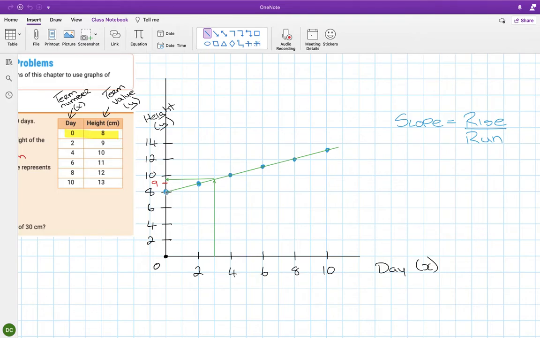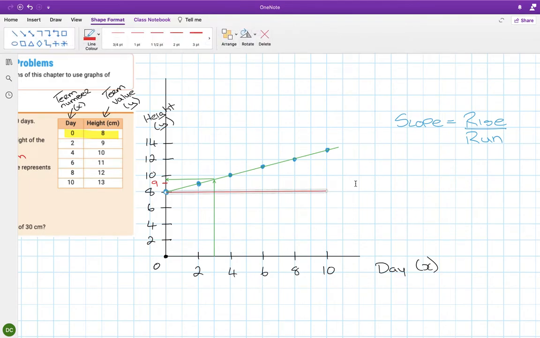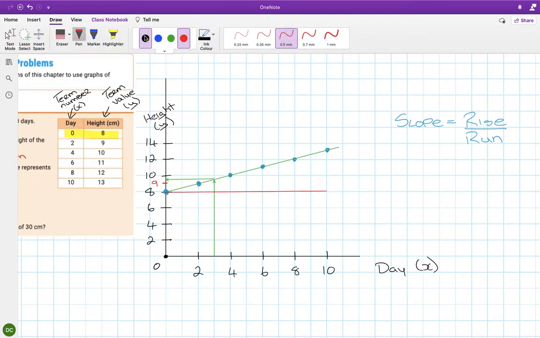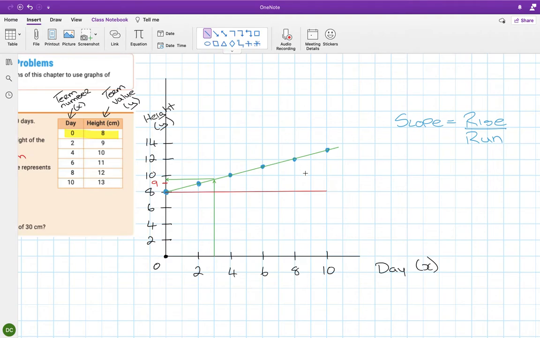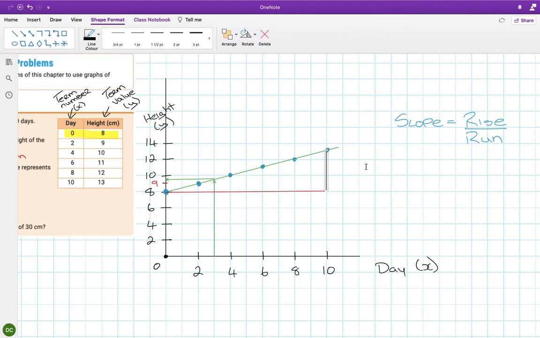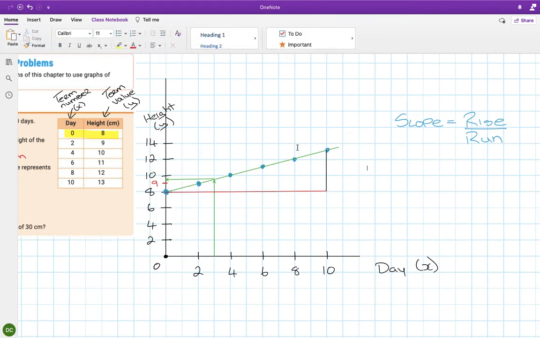So I'm going to start at the beginning and I'm going to go across to here. Yeah. And then maybe in black, I'm going to go from here up. Okay, so can you see I've made a triangle? I've got the green diagonal and then I've added in the red horizontal and the black vertical. Yeah? So this bit is the rise and this bit is the run.